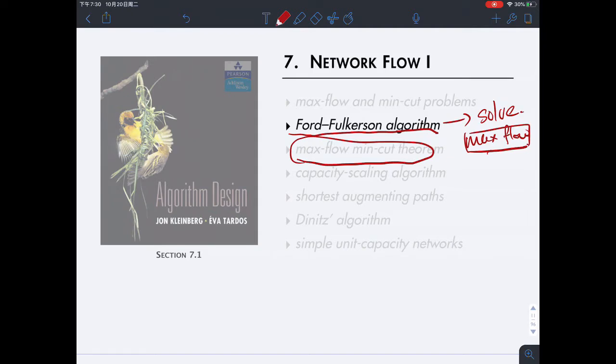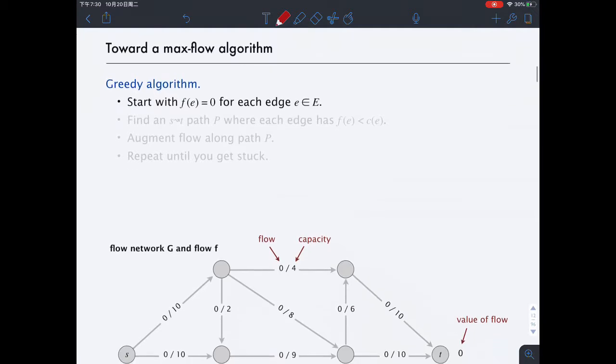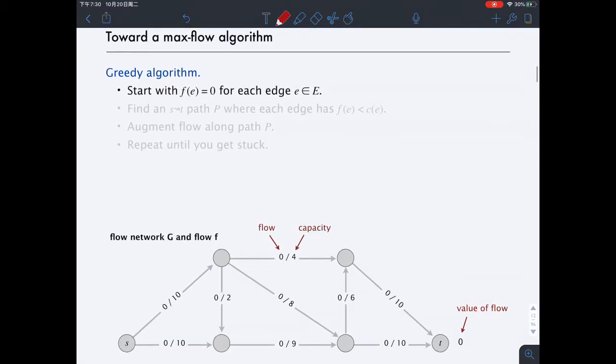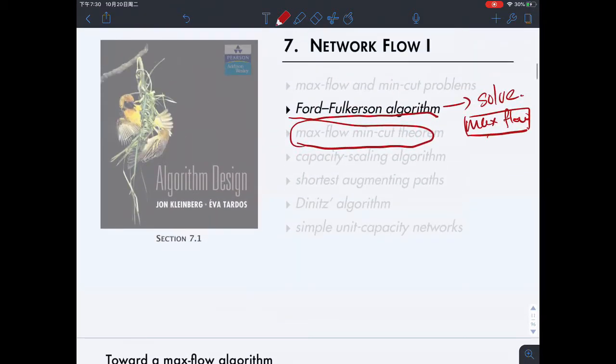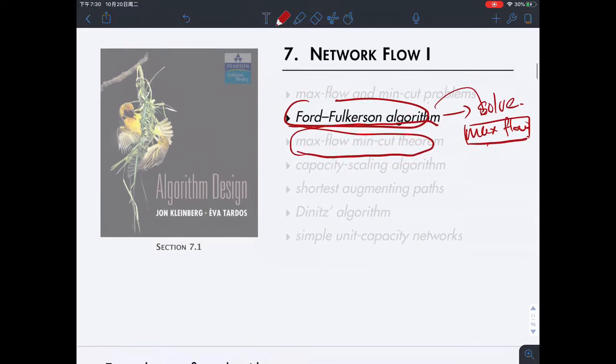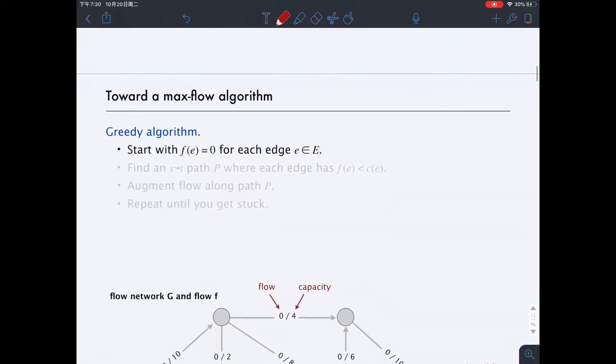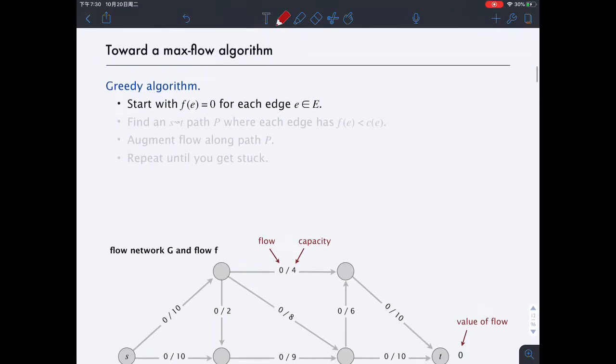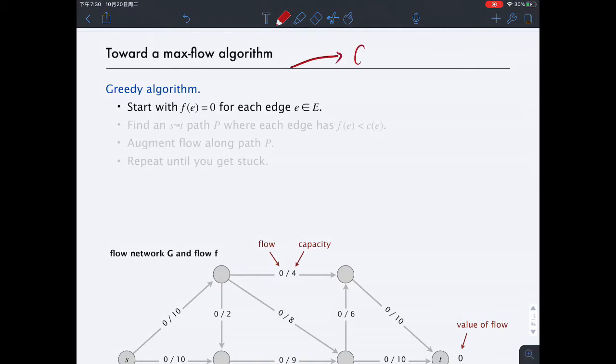So the algorithm itself is more or less a greedy algorithm. We will see we need to tweak the greedy algorithm a little bit to make it work, but more or less it's actually intuitive in general. So let me just repeat what I said just now. We want to design an algorithm to solve the max flow problem. The algorithm is called Ford-Fulkerson, and essentially there are two messages.